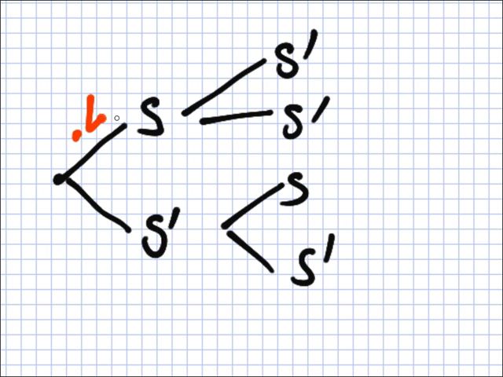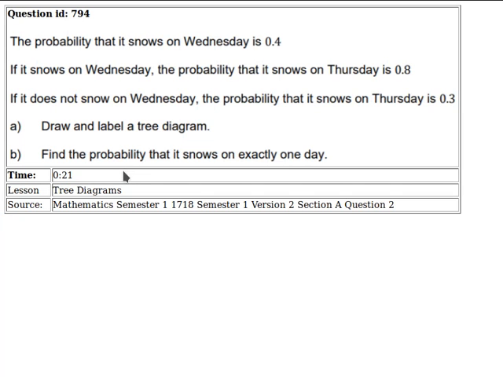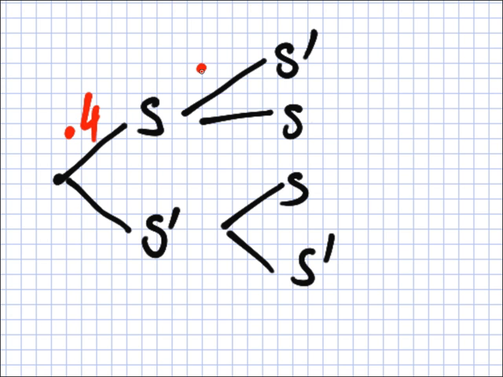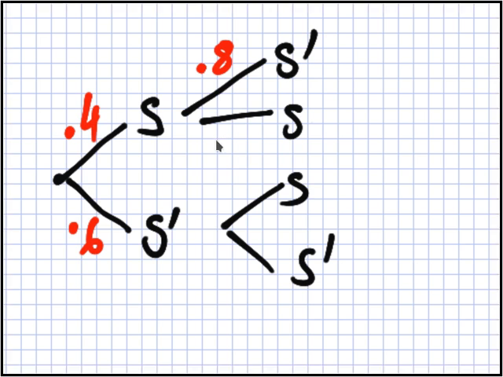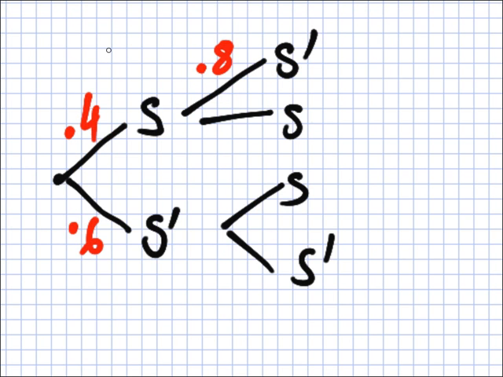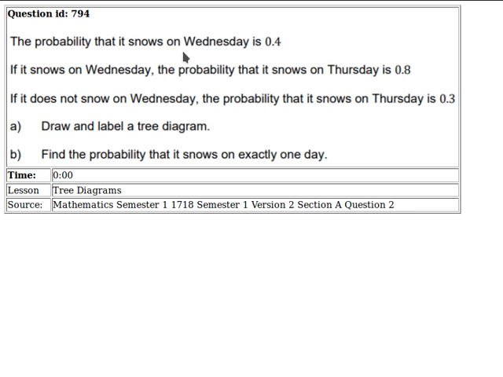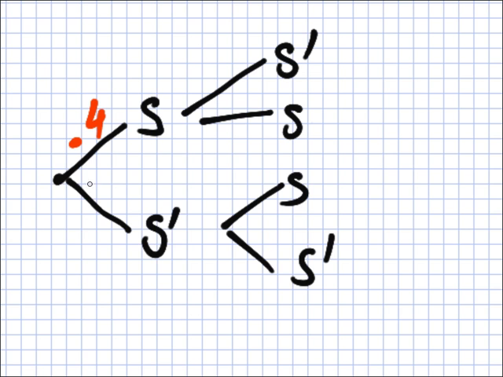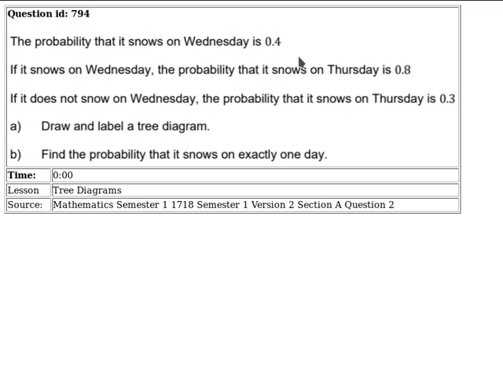0.4 is the first one, and then if it snows, then 0.8. Let's look at this together, right? The probability it snows on the first day, Wednesday, is 0.4. So are you all happy? 0.4 and therefore 0.6.